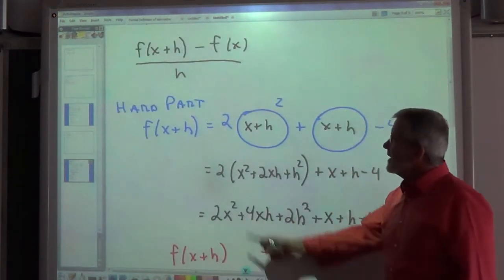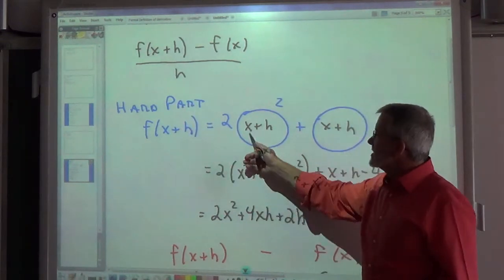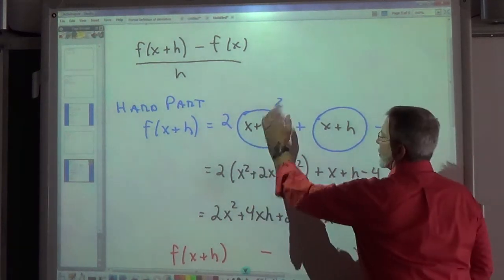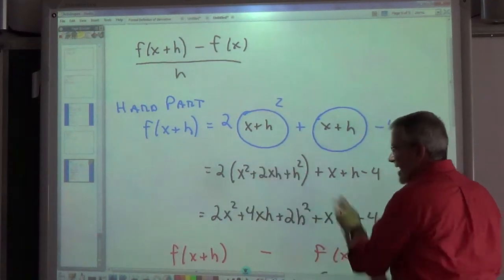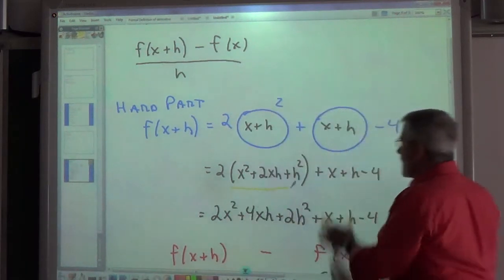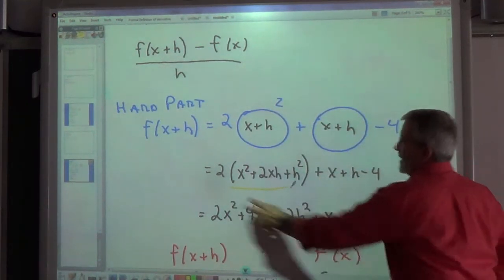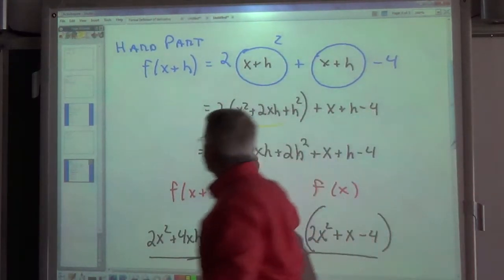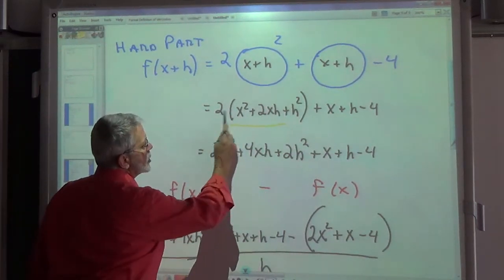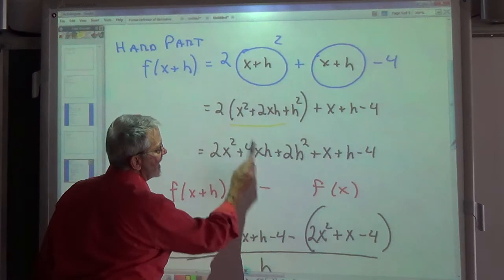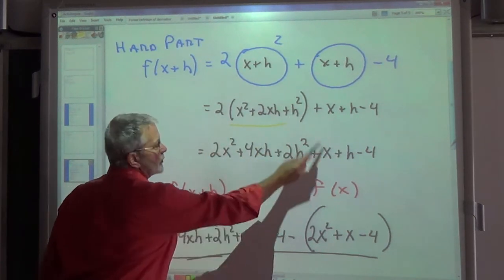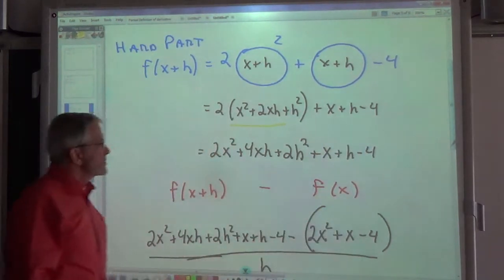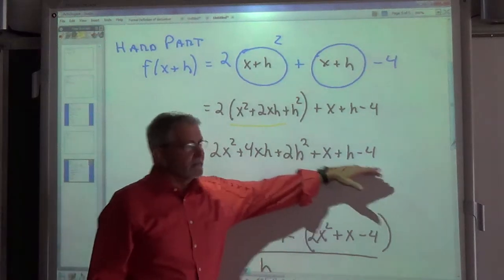So here we have f of x plus h. The hard part is 2 times x plus h squared plus x plus h minus 4. x plus h squared is x squared plus 2xh plus h squared, plus x plus h minus 4. Keep in mind, I'm still just finding f of x plus h. Now, what are we going to do? We're going to distribute the 2. 2x squared. 2 times 2 is 4xh, 2h squared, plus x, plus h, minus 4. So this is f of x plus h.